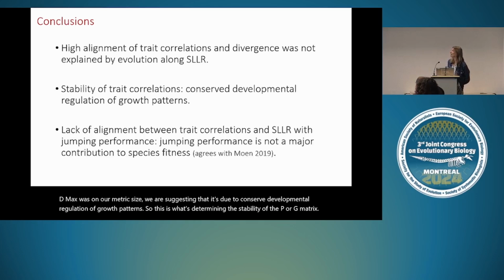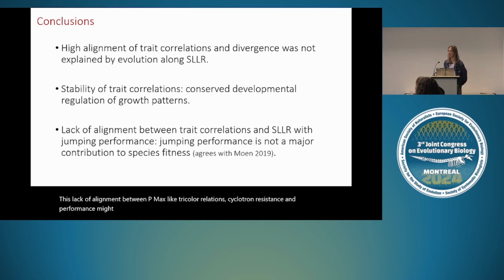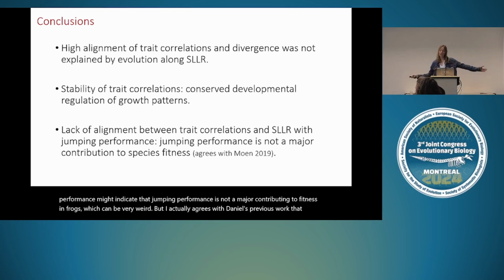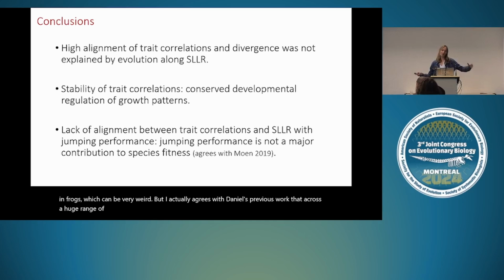This lack of alignment between Pmax, trait correlations, selective lines of resistance, and performance might indicate that jumping performance is not a major contributor to fitness in frogs, which can be very weird. But it actually agrees with Daniel's previous work that across a huge range of species of frogs, they all are in the same peak of jumping. So they really jump very well, all of them. So this could explain this.